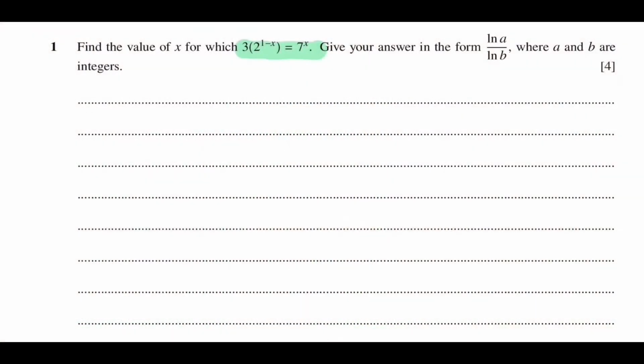3 times 2 to the power 1 minus x equals 7 to the power x. You must write the answer in this form, where a and b are integers. Now see how to solve this question.